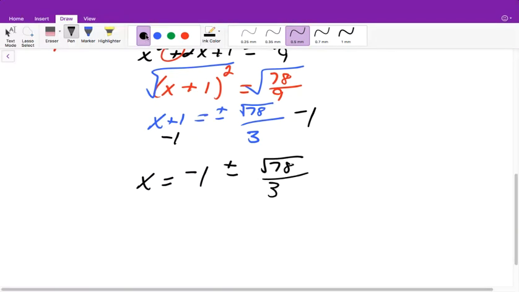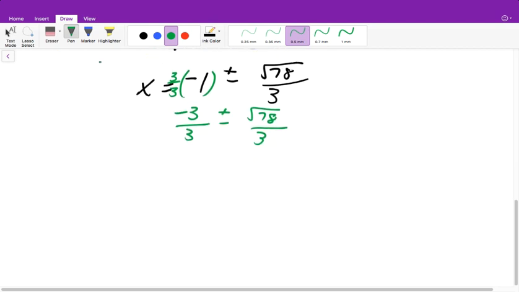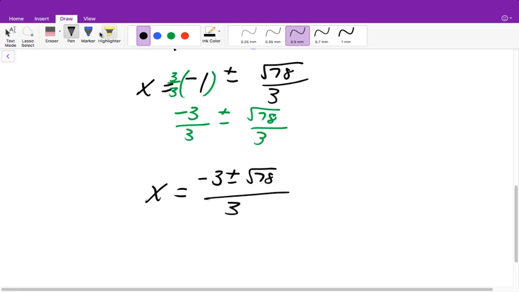Now, since we went through this pretty quickly and we missed some time because I was absent after our winter break, if you do this as your final answer, this would be acceptable. However, the back of your answer key would have something different because they were rewriting this as one fraction. So they were writing this as negative 3 over 3 plus or minus the square root of 78 over 3, and then combining this into one fraction so that they would get x is equal to negative 3 plus or minus square root of 78 over top of 3. I would accept either one of those as an answer.